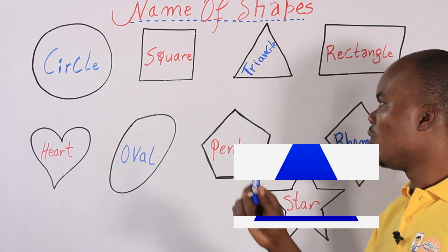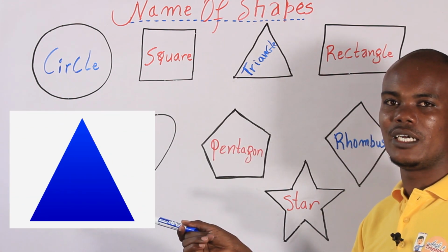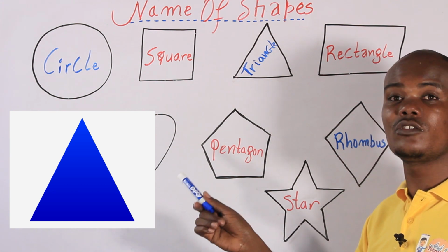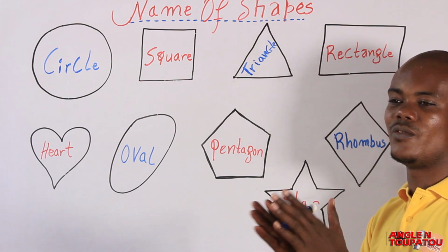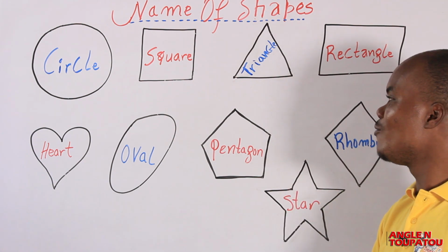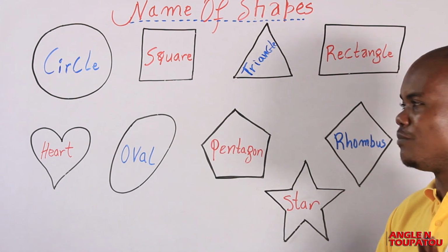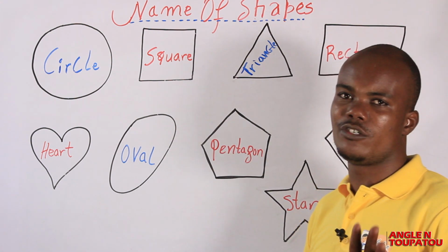To finish, what is this picture? It's a triangle. Congratulations. Bravo. Let's repeat. Repeat after me, please.